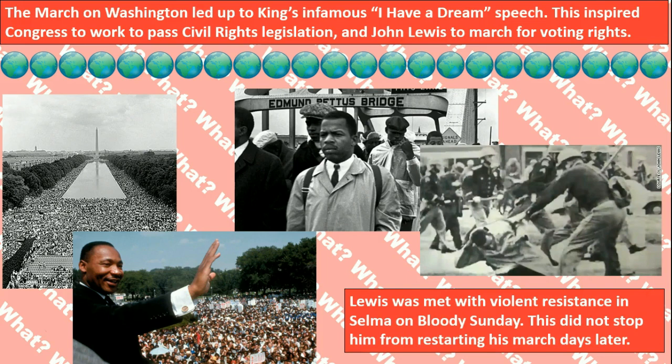Another famous Georgian, John Lewis, was at the March on Washington speech in 1963 and took King's words to heart. Lewis, along with SNCC, led a march on Selma, Alabama to register new voters in the Deep South.